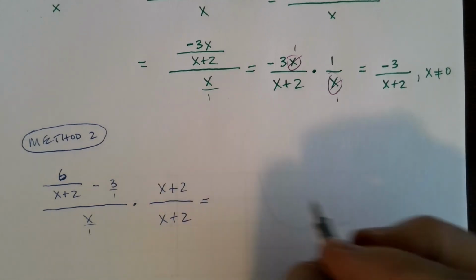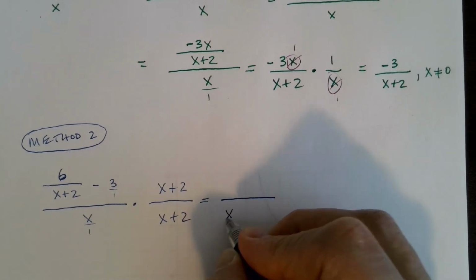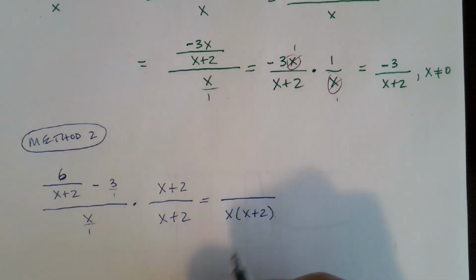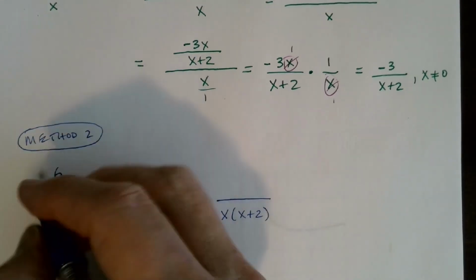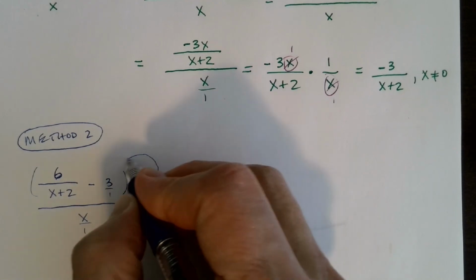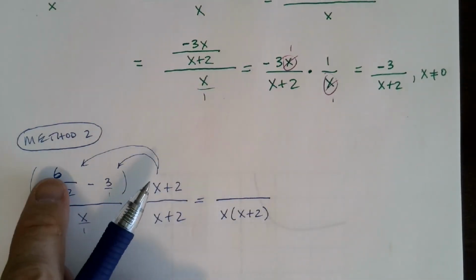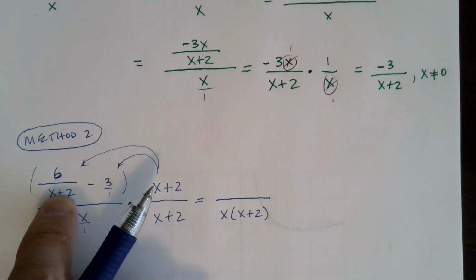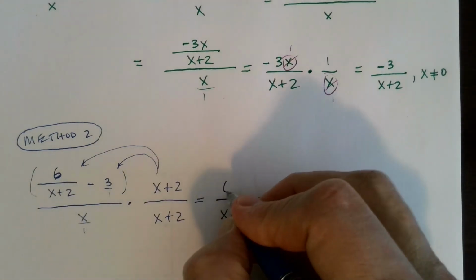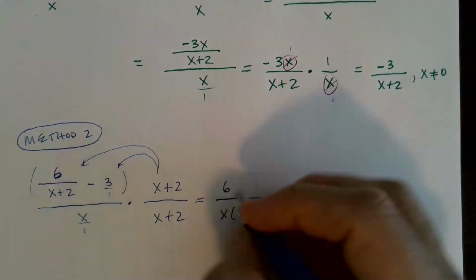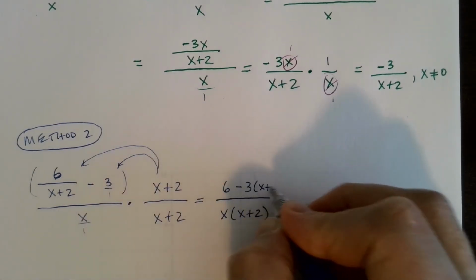Okay. Now, when I do that, the bottom just becomes x times x plus 2. And you could distribute it to get x squared plus 2x, but I'm going to leave this factor down here. But here, notice there's a parentheses around this. I've got to distribute this x plus 2 over both of these things. Now, when x plus 2 gets multiplied by 6 over x plus 2, what happens? The x plus 2 in the denominator will cancel with this x plus 2, just leaving 6. When I multiply x plus 2 times the negative 3, I get negative 3 times x plus 2.